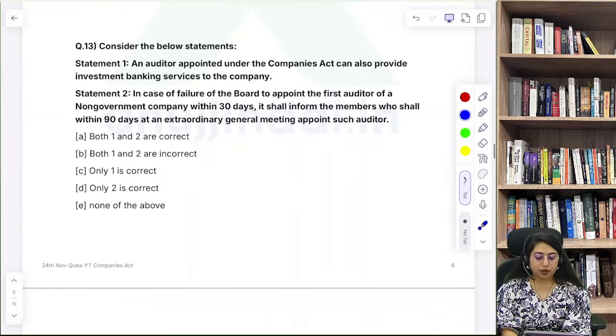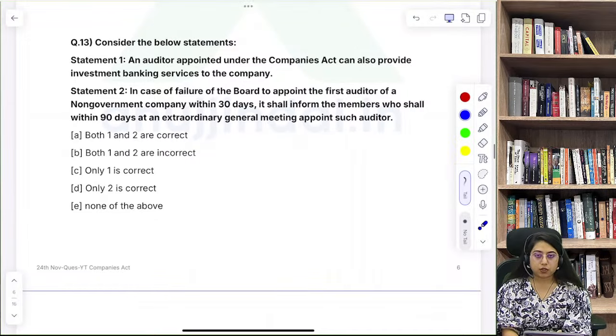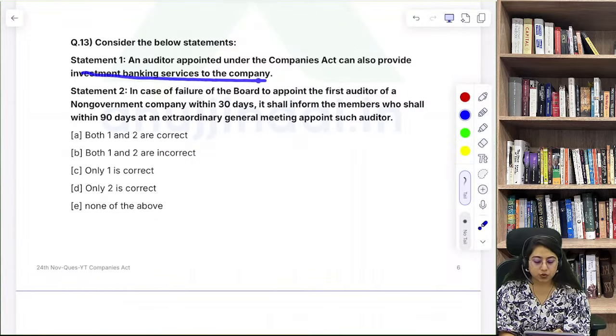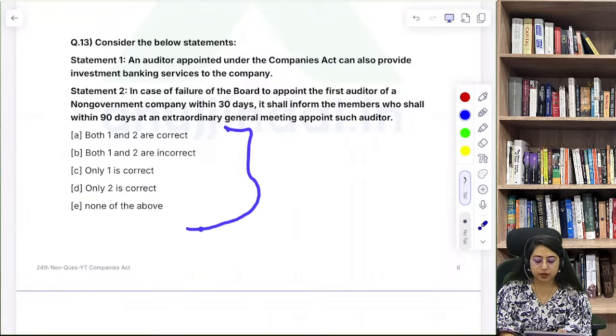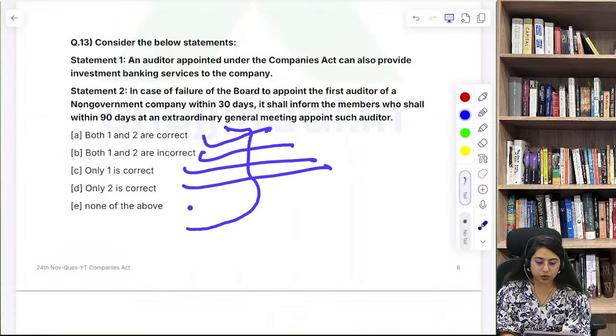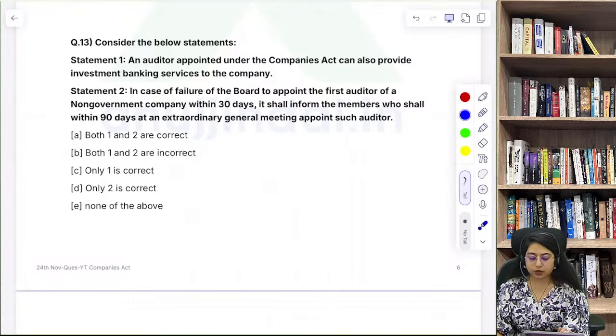An auditor appointed under the Companies Act can also provide the investment banking services to the company. In case of failure of the board to appoint the first auditor of a non-government company within 30 days, it shall inform the members who shall within 90 days at an extraordinary general meeting appoint such auditor. You need to tell me the statement: if both are correct, both are incorrect, one is correct, only two is correct, and none of the above. Okay, Rahul, thanks for the confirmation.